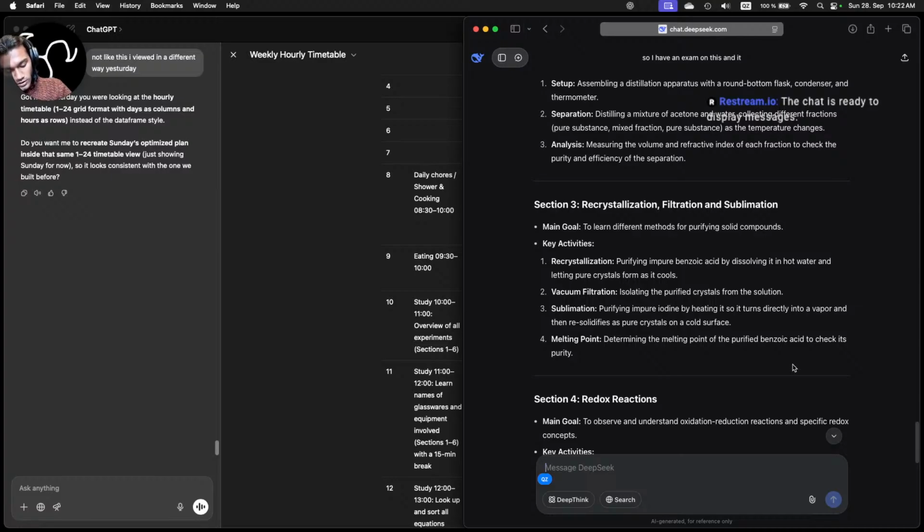Key activities. Recrystallization, purifying impure benzoic acid by dissolving it in hot water and letting pure crystals form as it cools. That's two. Okay.